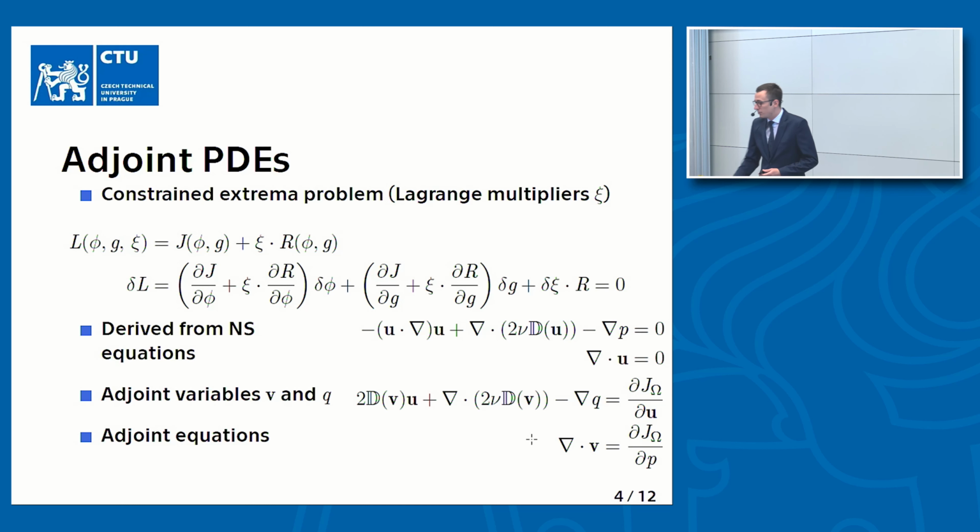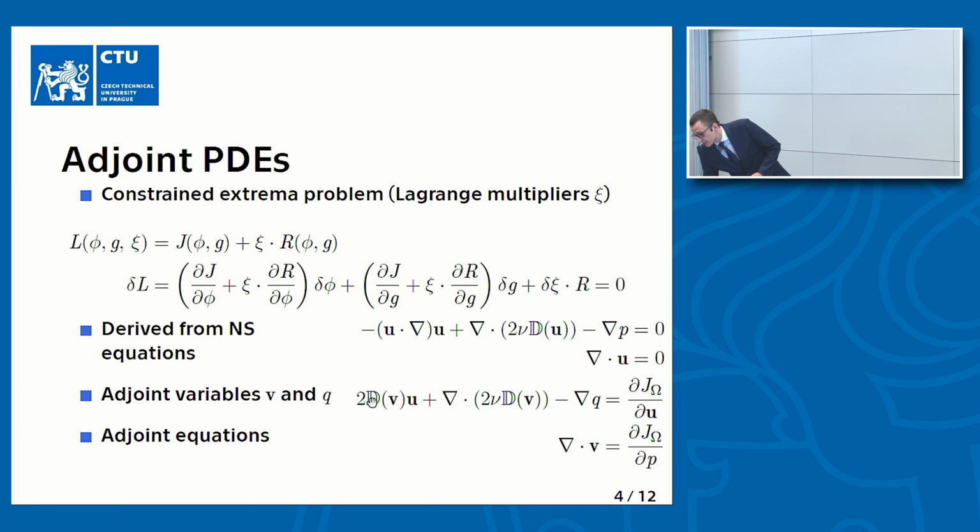Secondly, there is an opposite sign at the convective term here, which tells us that the information in the flow field is convected upstream instead of downstream, like it is in the original equations. And lastly, we have some new source terms on the right here, which depend on the definition of our original cost function. All right, enough of mathematics.